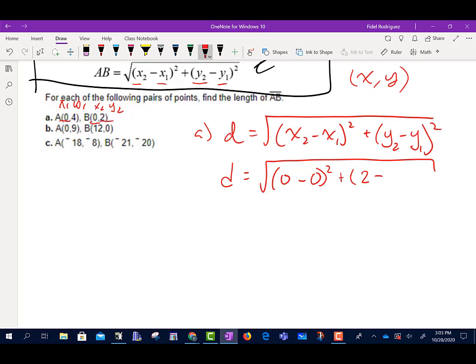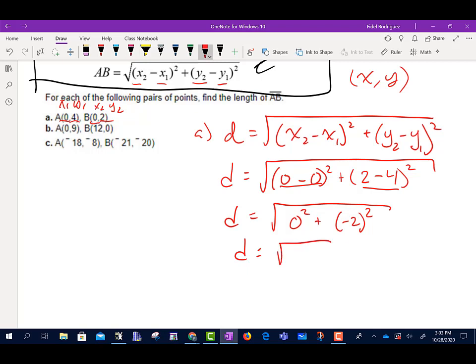Notice I didn't go... And y1 is the number 4 squared. Okay. So let's see. We're going to do order of operations. Parentheses first. 0 minus 0, 0 squared. 2 minus 4, negative 2. Notice I'm keeping it in parentheses, squared.